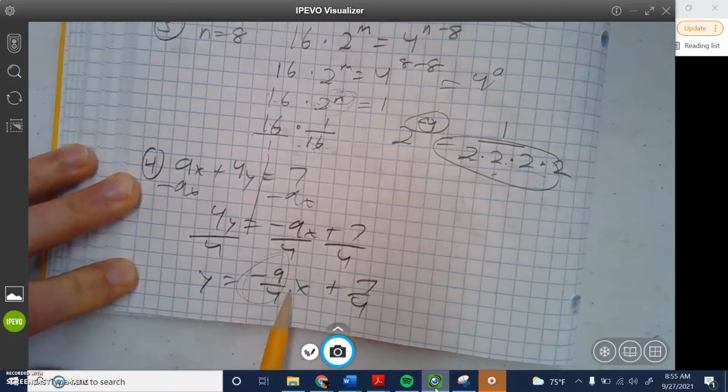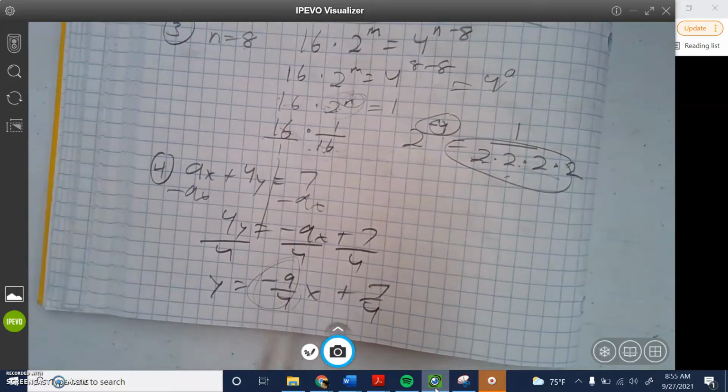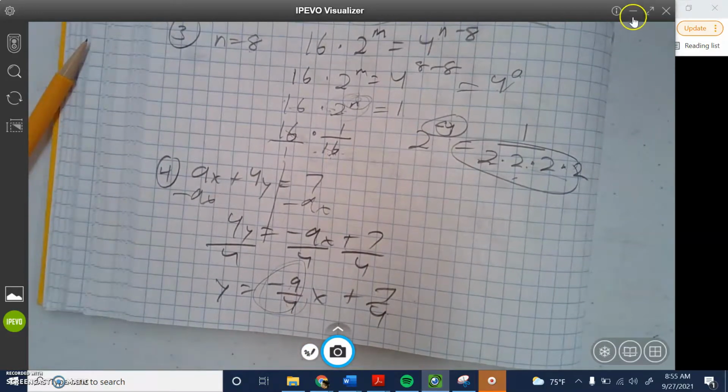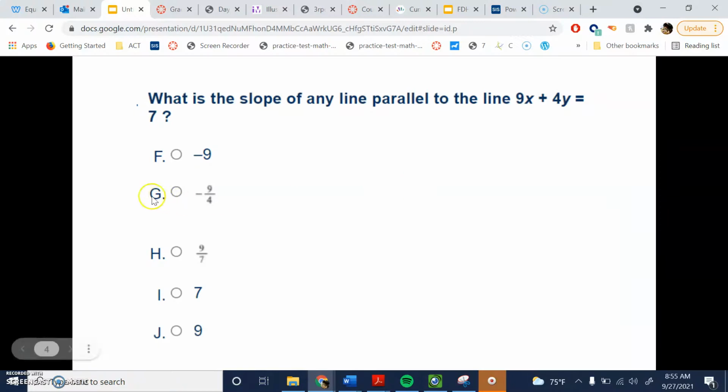So now that's the slope and that's the y-intercept. So negative 9 over 4 is the slope. Parallel lines have the same slope because they never intersect. So that would be G. Nice job, everybody. Good work.